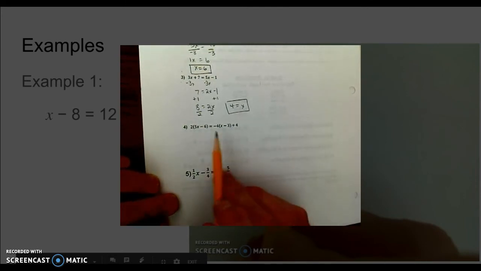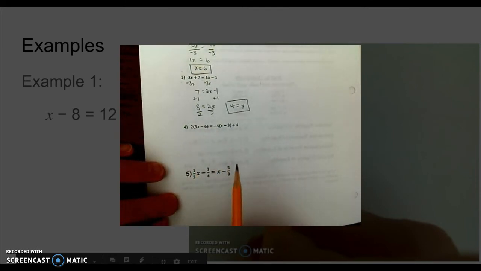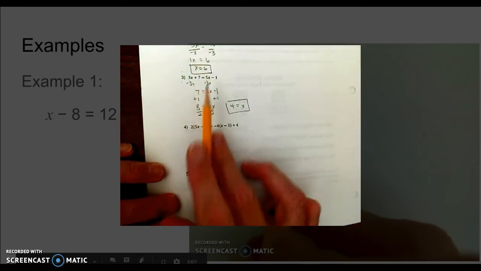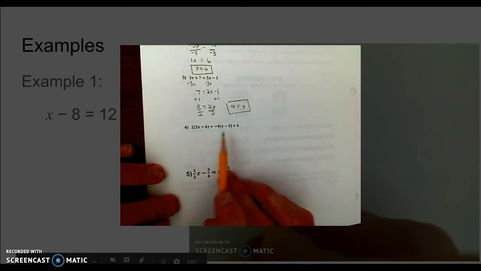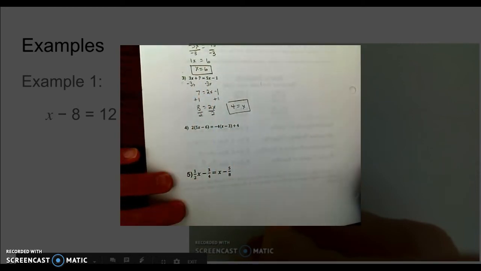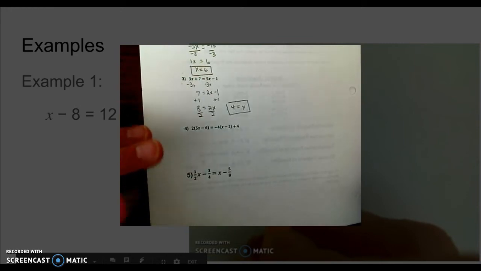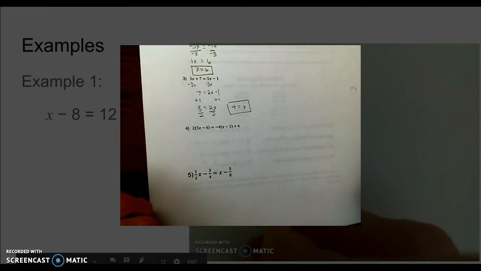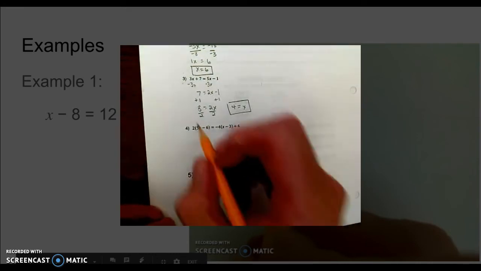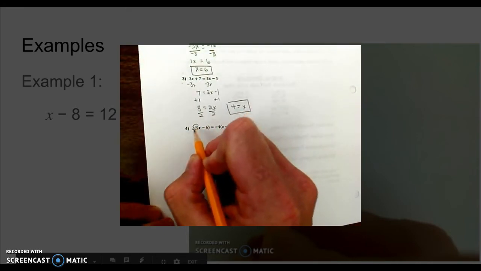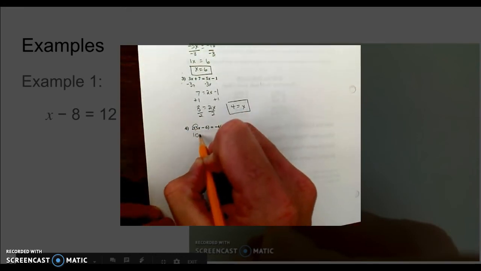Let's kick it up one more notch. Now I've got distributive property. Whenever you have a case where there's a variable on both sides, one of the things you have to be aware of is it's possible that you could have an unusual situation of having no solution or infinitely many solutions. Let's be careful to see if that happens. So we need to distribute first. 2 times 5x is 10x.